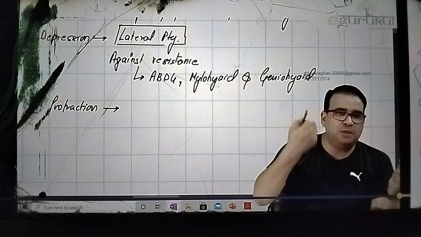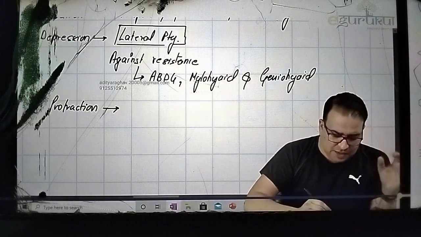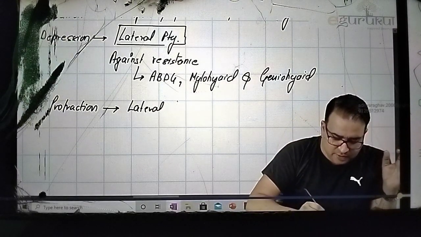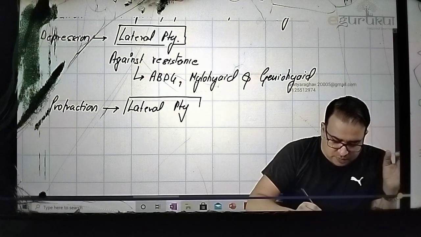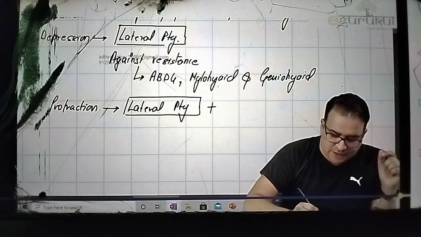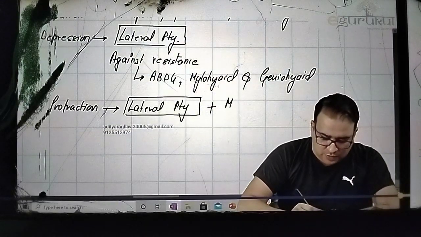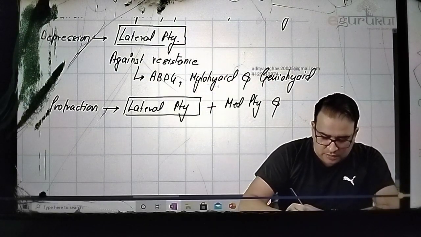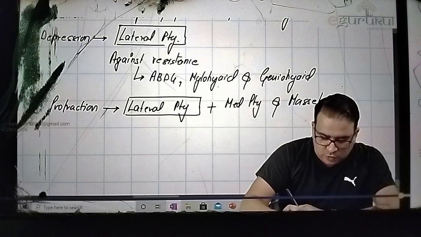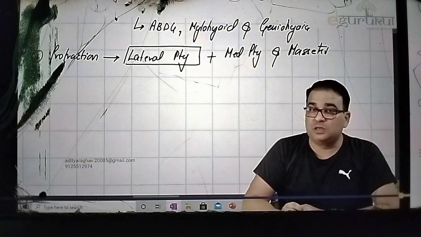Protraction. The muscles which are going forward will protract the mandible. The main muscle which is going forward is lateral pterygoid again. The main muscle for the protraction is lateral pterygoid. Yes, it is helped by which muscles also? Which two other muscles are also going slightly forward, not like lateral pterygoid? That was the medial pterygoid and masseter. You can always go back and look at those muscles you've written. These muscles are also causing the protraction.